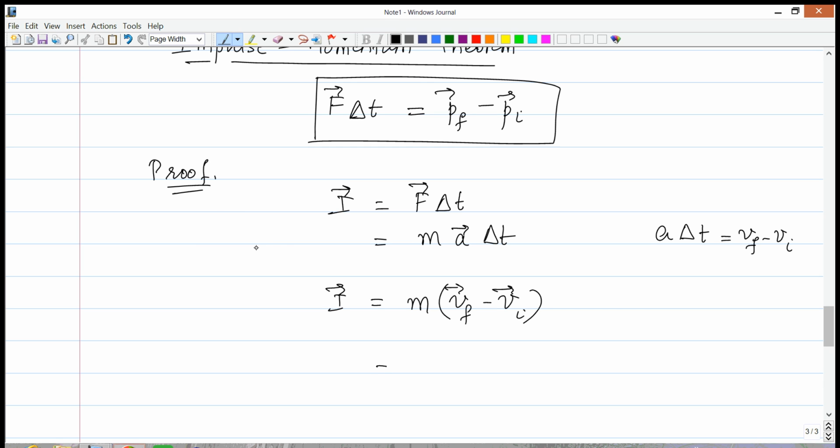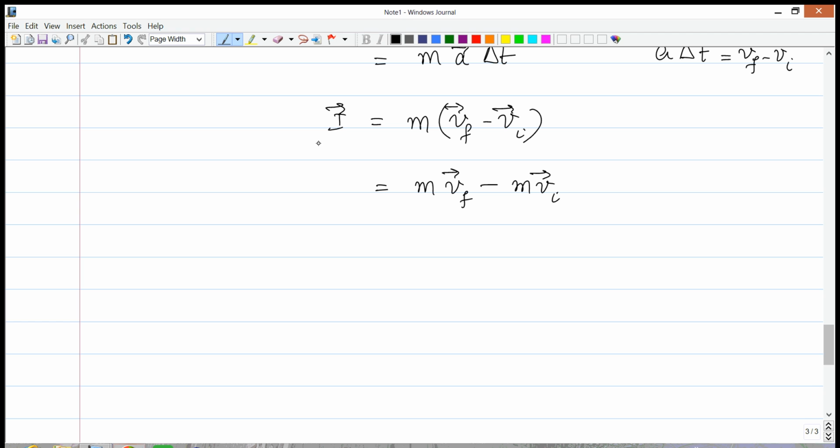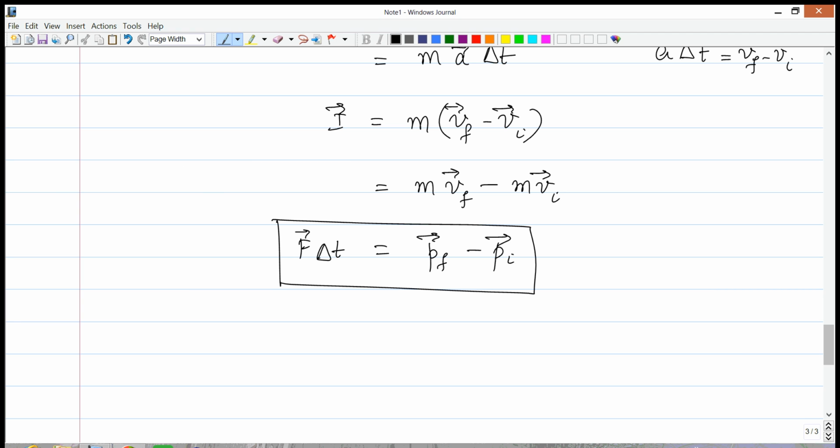And now we're very close to the end. I can distribute the m inside the parentheses, and I end up getting this. So this tells us that the impulse, which is f times delta t, is equal to mvf minus mvi, and that is nothing but the final momentum minus the initial momentum. So this is our derivation. So now we have a very important theorem that says that the impulse is equal to the change in the momentum. So there are two ways of finding impulse. It's either force times time or the area under the curve, or it is also equal to the change in the momentum.